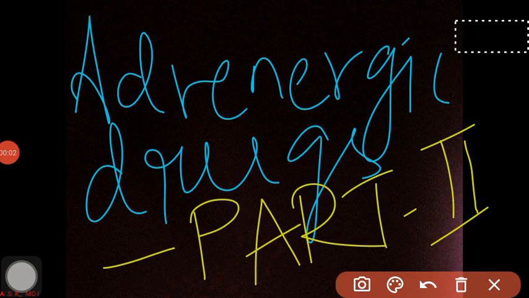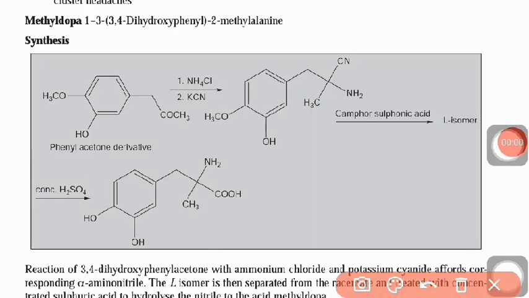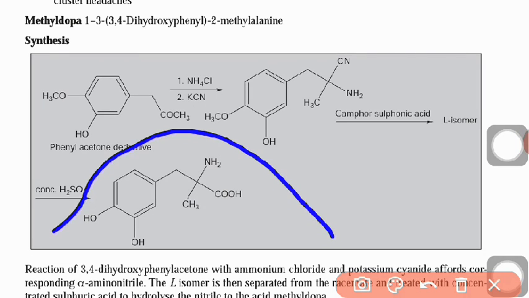This video is about adrenergic drugs part 2. So this is the structure of methyl dopa, and it is considered as a derivative of alanine. This particular carbon is considered as the second carbon of alanine, and this is the first carbon of alanine.